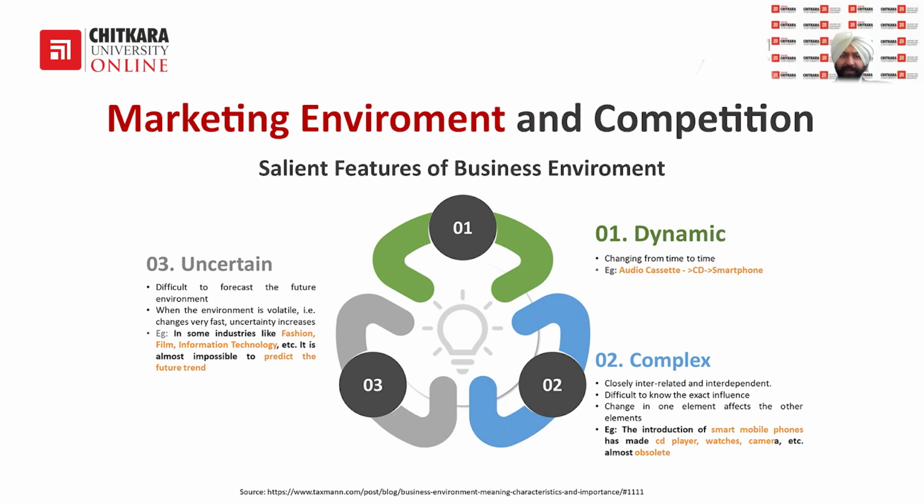The marketing environment is very uncertain. It is difficult to forecast the future. You cannot forecast how it is going to be. What are the changes that will come to the market suddenly? When the environment is volatile, it changes very fast. The uncertainty also increases. People really do not know what they're going to do, how it is going to work.